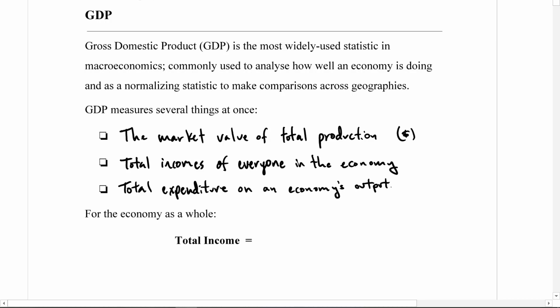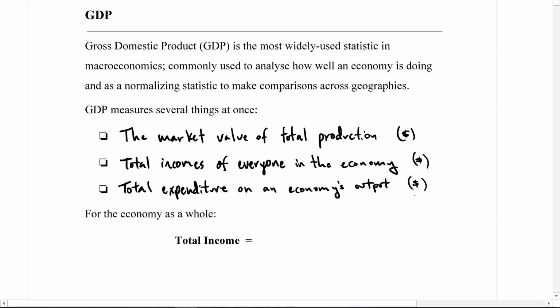Okay, and generally we think about these things at a countrywide level, although we could also think about them at regional and sub-regional levels as well. If you wanted to think about the GDP of any given state, right? You could look at total incomes, total expenditure, the market value of total production, and again, all of these are in dollar signs. So GDP is a value.